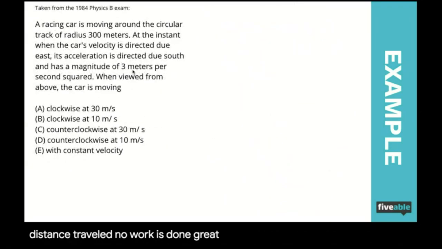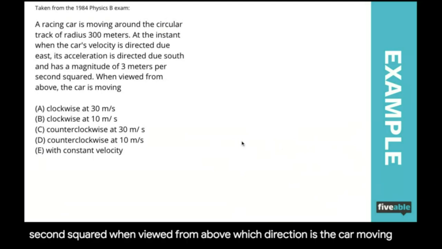Great. Next one: a car moving around a circular track, radius 300 meters. At the instant where the car's velocity is directed due east, acceleration is directed due south and has a magnitude of 3 meters per second squared. When viewed from above, which direction is the car moving, and what is its speed?